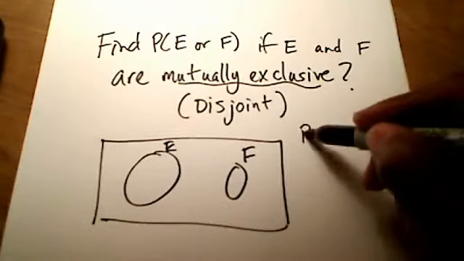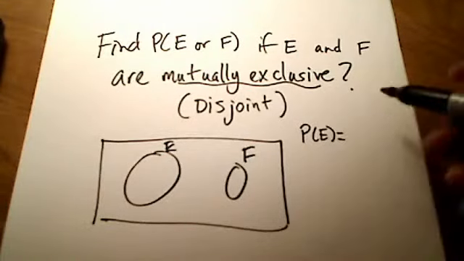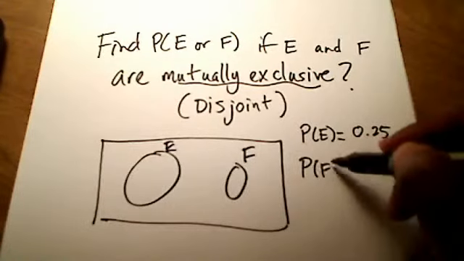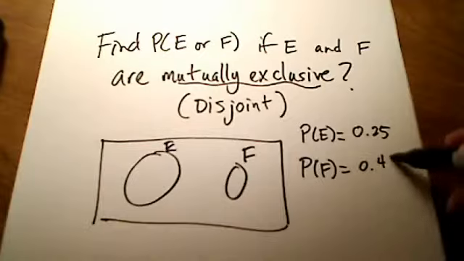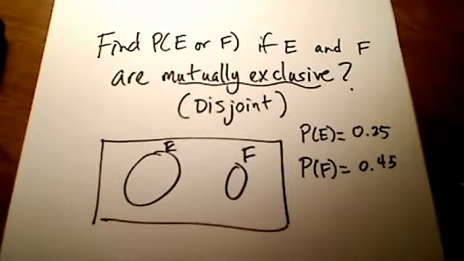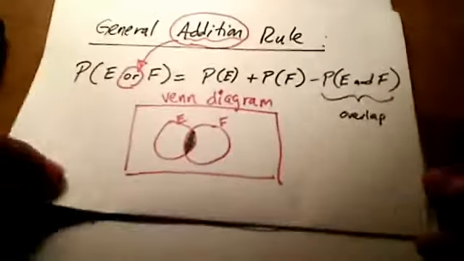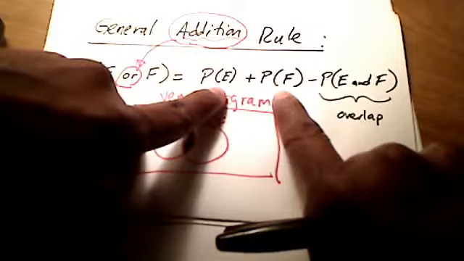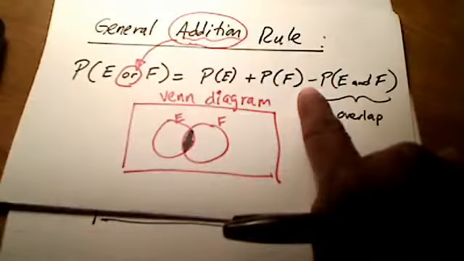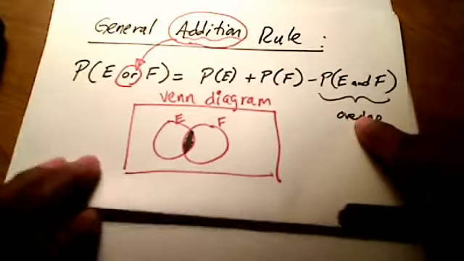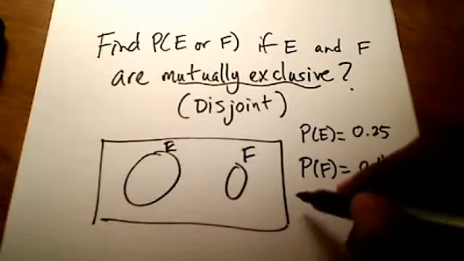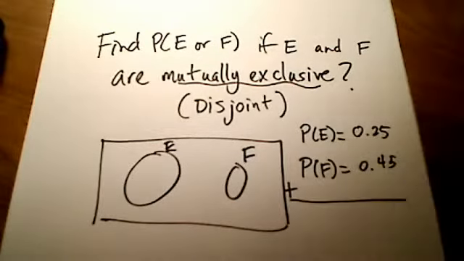So this is going to be pretty simple. You simply take the probability of E, which in our case was 0.25, and you add it to the probability of F, which in our case was 0.45. And using the general addition rule, we're just going to add those two numbers up. So if you want to find E or F, it's simply add these two numbers up minus where they overlap. But did they overlap anywhere in this picture if they're mutually exclusive or disjoint? No, they don't overlap at all. Therefore, it's really just the sum of these two probabilities.